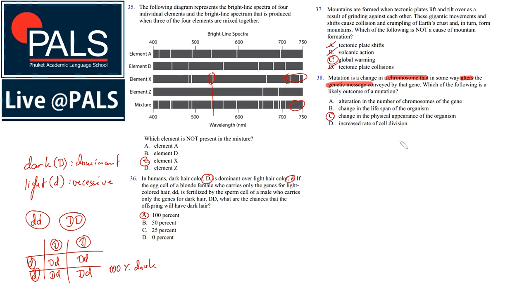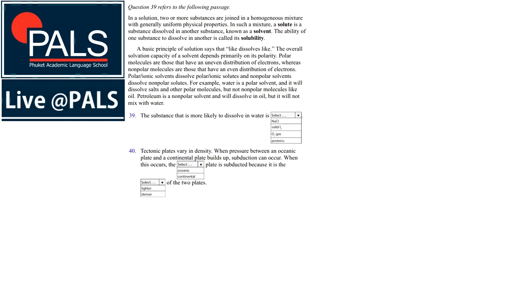Probably C, for example, dark hair color. If there's a mutation in the dark hair gene, it could lead to the formation of a new hair color like light hair, which means a change in the physical appearance of the organism. And the last two questions.